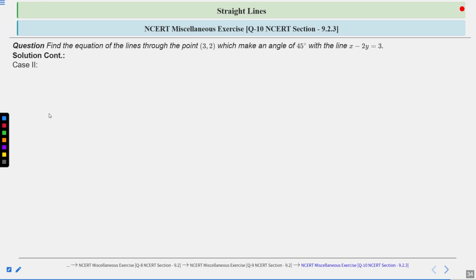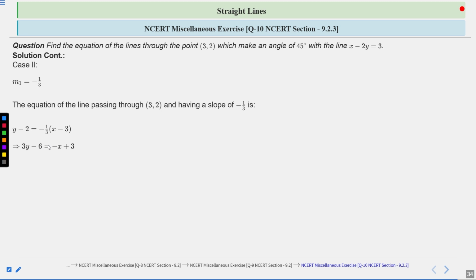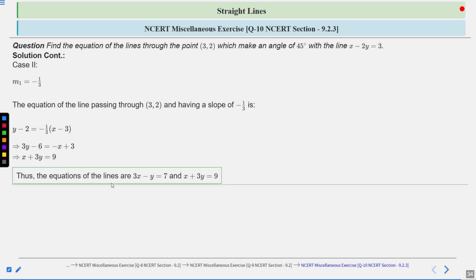Now take case 2. When m1 is -1/3, the equation of the line passing through (3, 2) and having a slope of -1/3 is y - 2 = -1/3(x - 3). Rearranging, 3y - 6 = -x + 3, which implies x + 3y = 9. Thus the equations of the lines are 3x - y = 7 and x + 3y = 9. So our answer is 3x - y = 7 and x + 3y = 9.